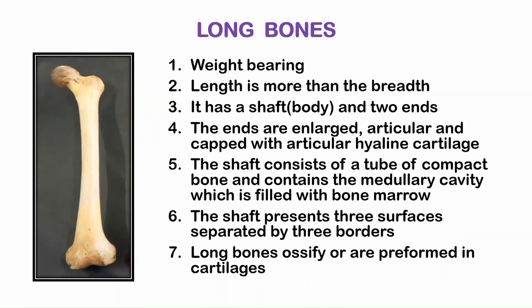Long bones are weight bearing, the length is more than the breadth, it has a shaft or body, and it has two expanded ends. The expanded ends are enlarged, articular, and capped with articular hyaline cartilage. The shaft consists of a tube of compact bone and contains a medullary cavity. It consists of three surfaces separated by three borders. And long bones ossify or are preformed in cartilage.